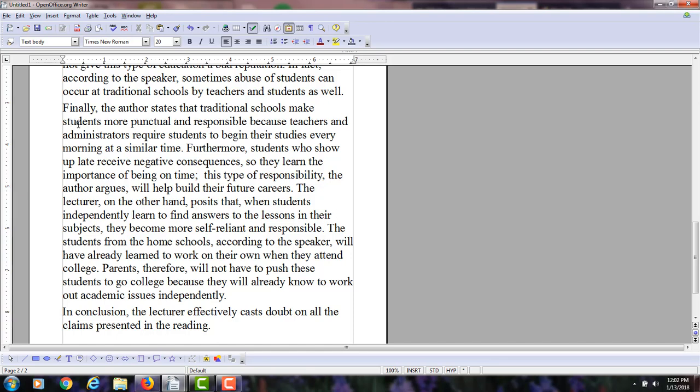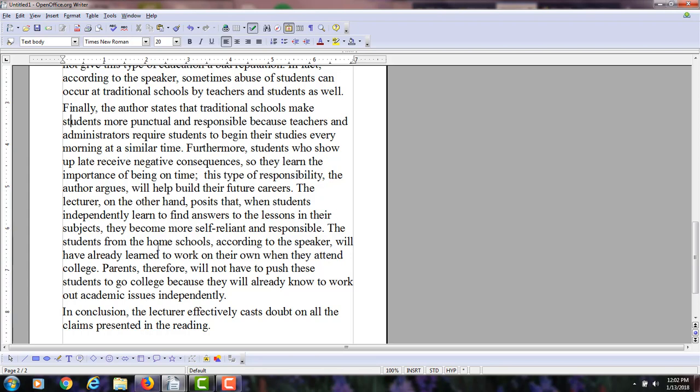Okay. The next paragraph, finally, the author states that traditional schools make students more punctual and responsible because teachers and administrators require students to begin their studies every morning at a similar time. Furthermore, students who show up late receive negative consequences, so they learn the importance of being on time. This type of responsibility, the speaker argues, will help build their future careers. The lecture, on the other hand, posits that when students independently learn to find answers to the lessons in their subjects, they become more self-reliant and responsible.